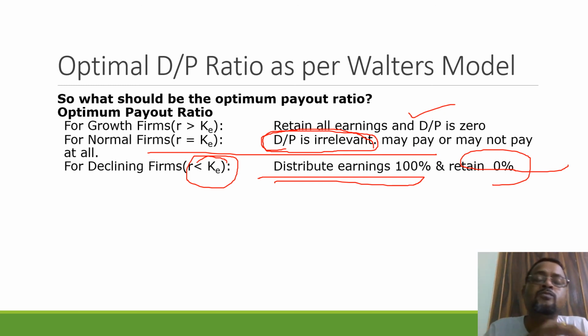So James E. Walter has proved the relevance of dividend through the model that he suggested, that optimal payout ratio and optimal stock prices can be achieved by following a particular dividend payout model. But there are other models as well, like the relevant payout model described by Gordon, which is a more famous model. And also there is the irrelevance of dividend policy model, which is popularly known as the Modigliani-Miller model of dividend policy. So in coming sessions we will discuss that.